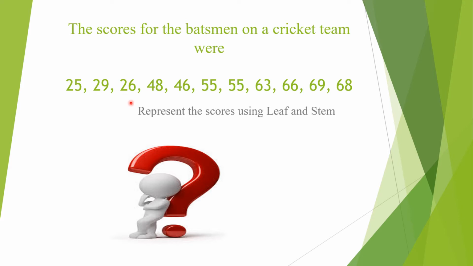Today we are going to do leaf and stem. Question: the scores for the batsmen on a cricket team were 25, 29, 26, 48, 46, 55, 55, 63, 66, 69 and 68. Represent the scores using leaf and stem. Okay, let's begin.